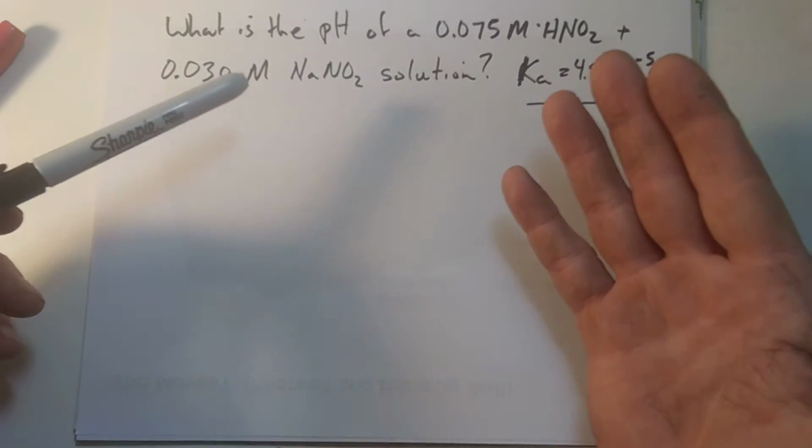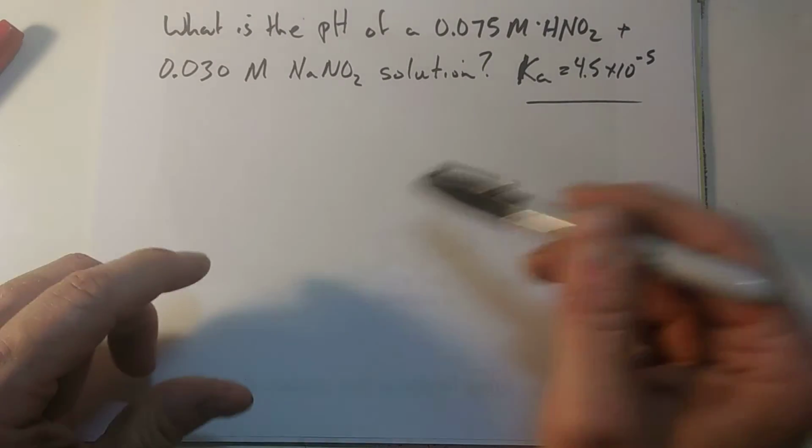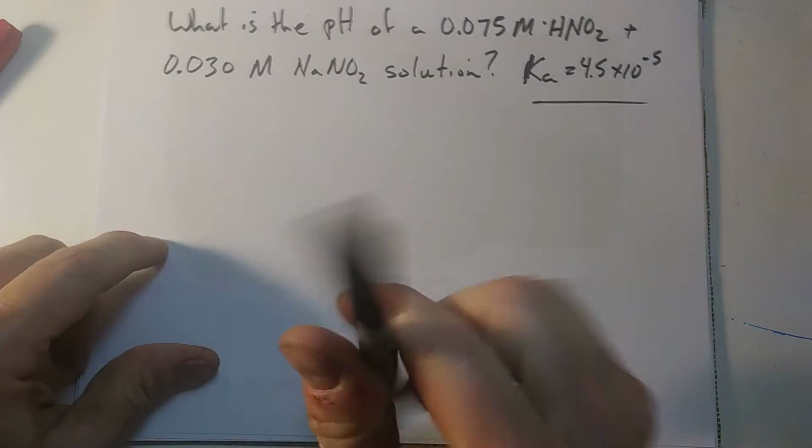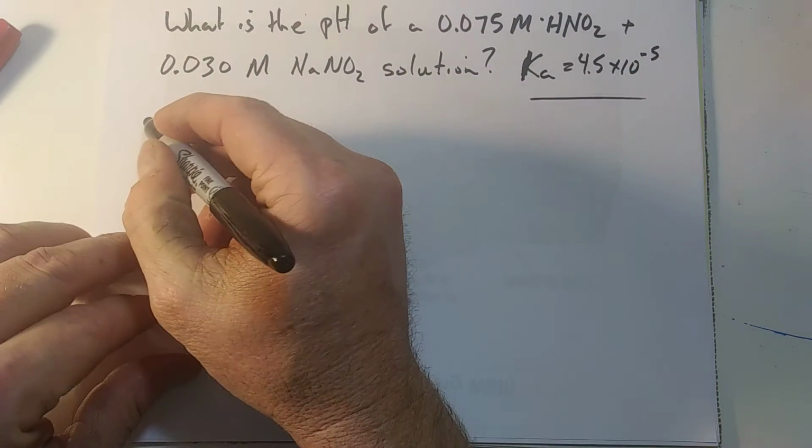This is now one volume. They've been added together and they have these particular molarities. So how can we find the pH? Well, again, there's kind of two parts. You have to go through your ICE table and then the law of mass action.